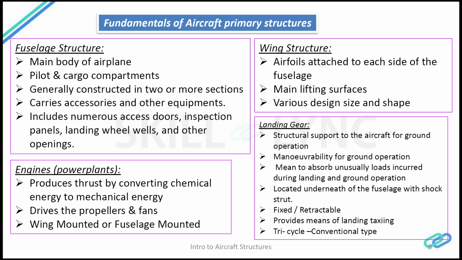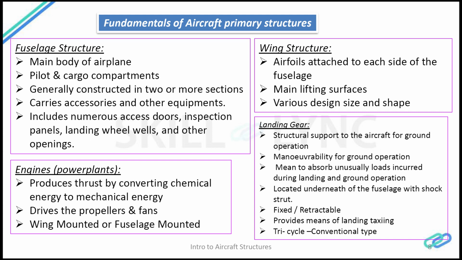Moving to the wing structure, wings are mainly used for producing lift. They are the lift generating surfaces. The cross section of the wing is an airfoil. I'm going to speak to you on this in a couple of slides, so for the moment I'll move on. There are various sizes and shapes of wings that we are going to see in a minute. Mainly the wing structure is used for generation of lift.